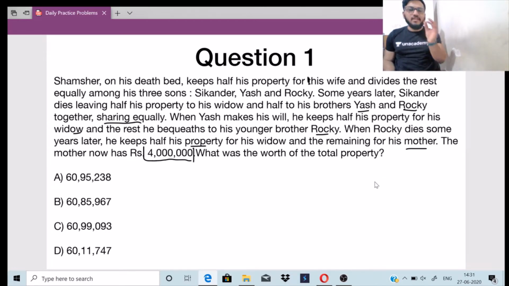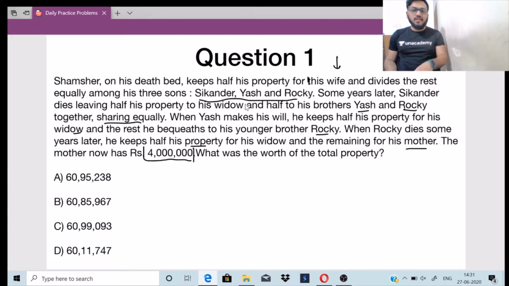Okay, so I'll explain this question once. Shamsher, who was on his deathbed, kept half of his property for his wife. His wife, that is the mother of these three people, Sikandar, Yash, and Rocky, and divides the rest half for his three sons. After some years, Sikandar dies, and half of Sikandar's property will go to his widow, and half of Sikandar's property will go to his brothers Yash and Rocky, sharing equally.